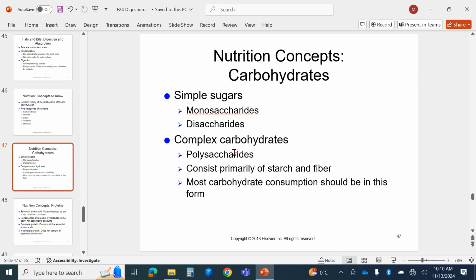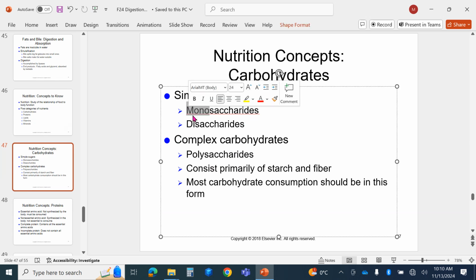So, carbohydrates: you have simple sugars, monosaccharides, disaccharides. Mono means one, di means two. Complex carbohydrates, polysaccharides, many sugars, consist primarily of starch and fiber. Most carbohydrate consumption should be in this form.